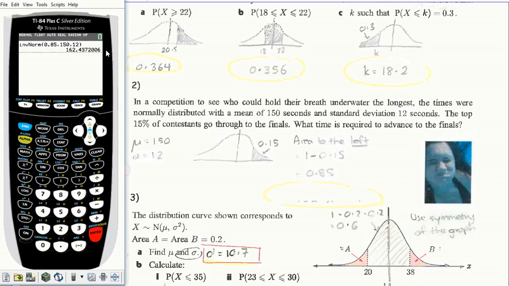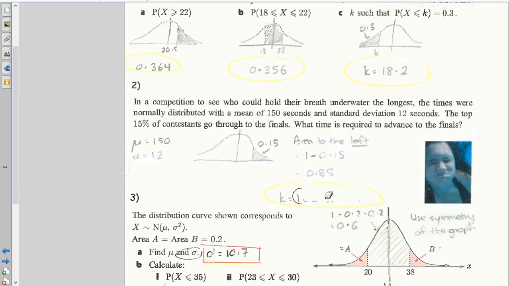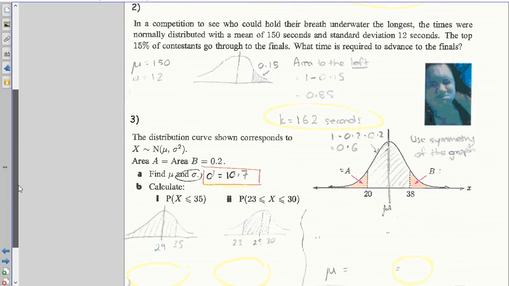So 162 seconds. Lillian's doppelganger, if she wants to get into the finals, has to hold her breath for at least 162 seconds, which is the lower boundary. That's a long time to hold your breath. Let's move on to question 3, which is a bit tricky.